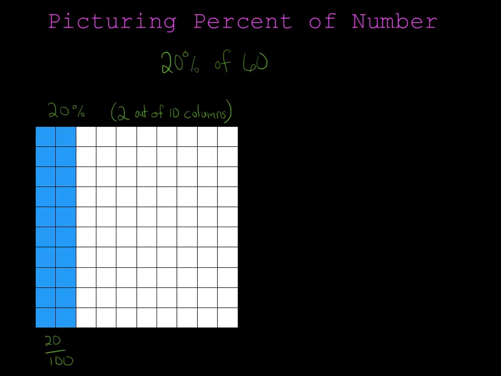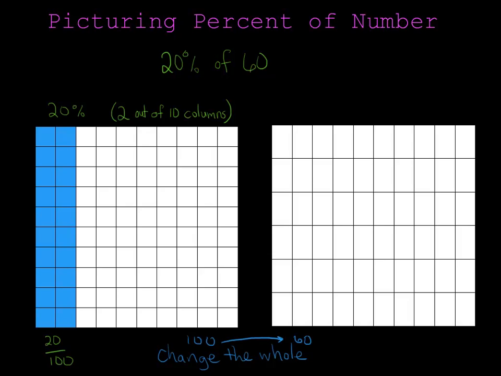Now the interesting thing that happens here is when I change the whole. So I'm going to change the whole, and instead of having 100 blocks, now I'm going to have 60 blocks. Let me show you what that looks like. It's a kind of different picture. There are still 10 columns, but there are only 6 rows. So that means that our whole is out of 60.